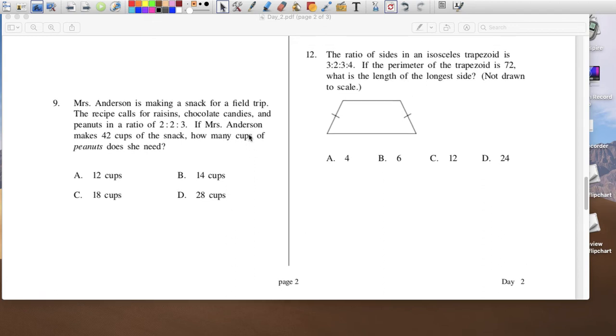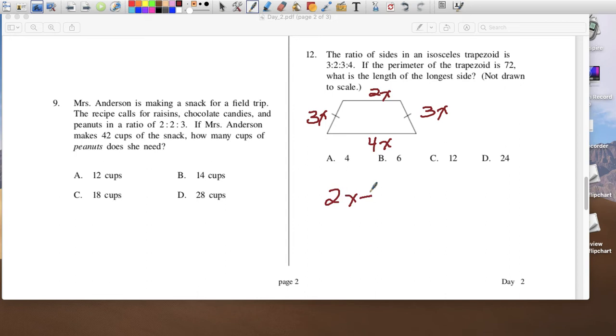The ratio here is 3, 3, 2, 4. This line means that these two sides are congruent. So this is 3, this is 3, this is the smaller side, 2, and that's 4. But not 2, 2x, 4x, 3x, 3x. If the perimeter of the trapezoid is 72, what's the longest side?